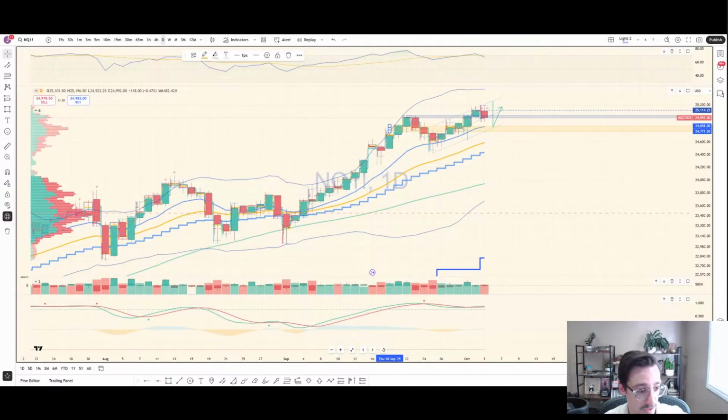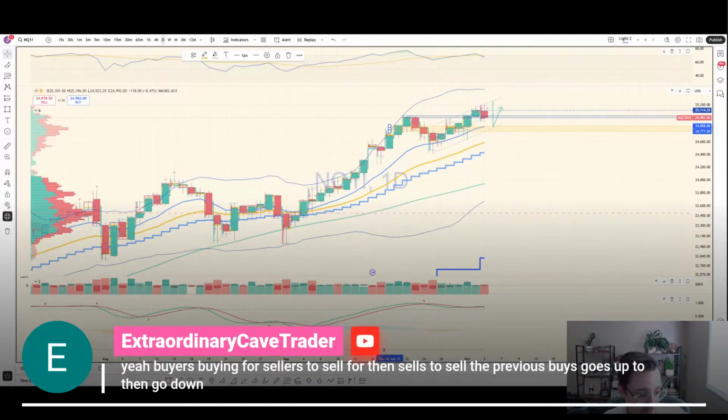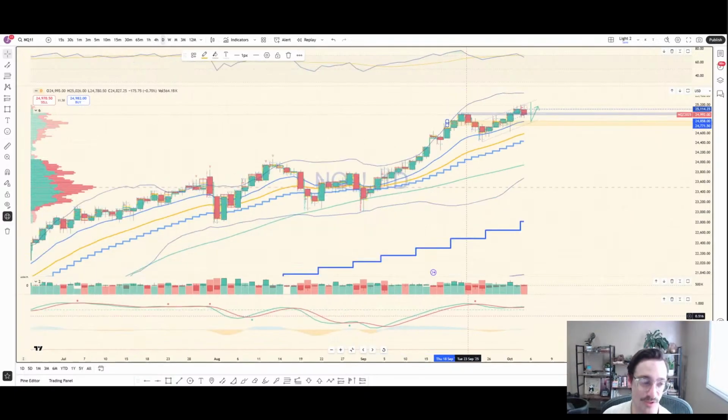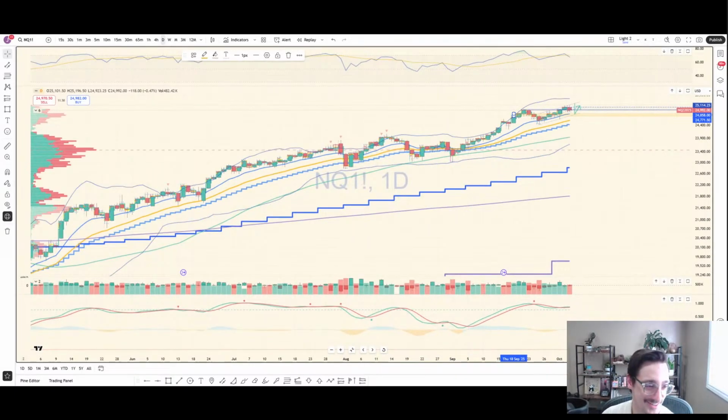Buyers buying for sellers to sell, for then sellers to sell. The previous buys go up and down. Yeah, up and down and up and down. Yep, pretty much, dude. It's a big carousel. It's a game of hot potato. It's all about buying a piece of paper for cheaper, then you're going to sell it to the next guy. So we are creating a lot of value for society doing this. No, but it's fascinating watching it from a mechanical perspective.